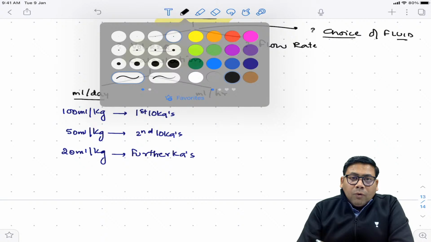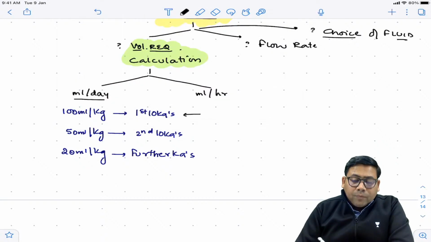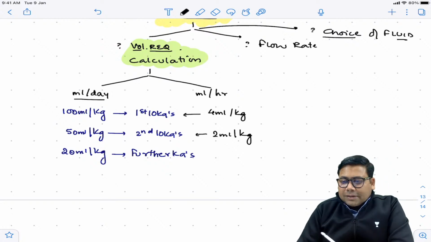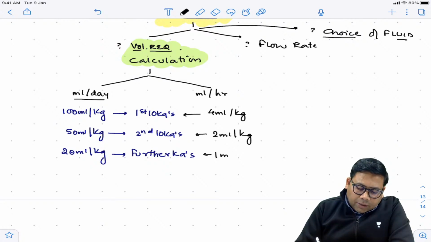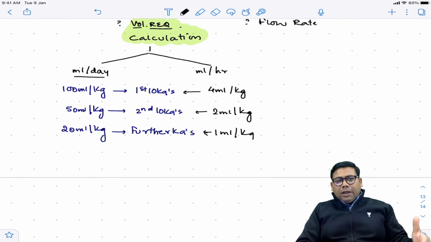When we talk about ml per hour, it is 4 ml per kg for the first 10 kgs, then 2 ml per kg for the next 10 kgs, and then 1 ml per kg for further kgs. So 4, 2, 1.